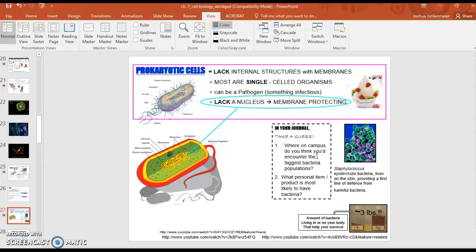Personal item, a product, whatever. And that would be the 2 questions you answer for slide 27. This picture right here shows Staphylococcus epidermis.